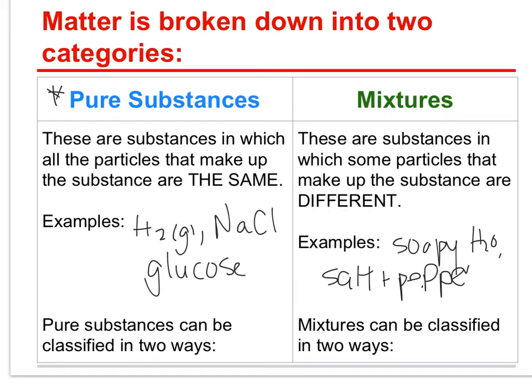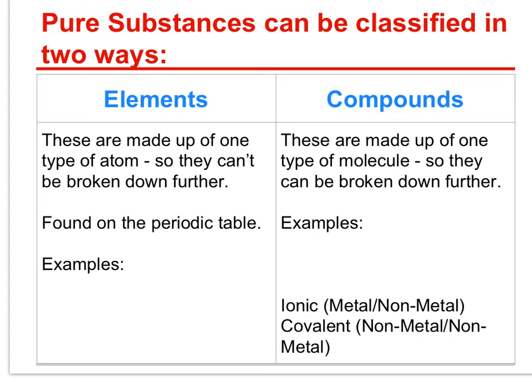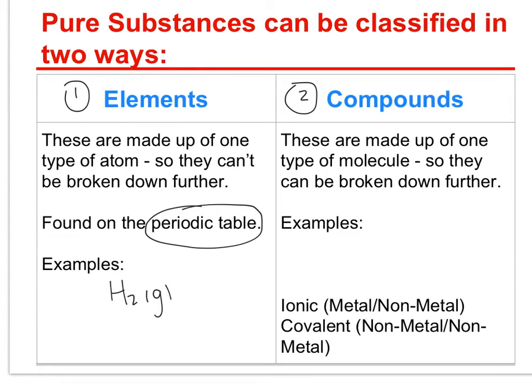Now, if we go back to pure substances, they can be classified in two different ways. Looking at that classification then, pure substances can either be elements or they can be compounds. Let's first look at elements. These are made up of one type of atom, so they can't be broken down any further. Basically, anything that you find on the periodic table is an element. So things like hydrogen gas, that's found on the periodic table, so that's an element. Also, pure sodium or pure chlorine would all be elements.